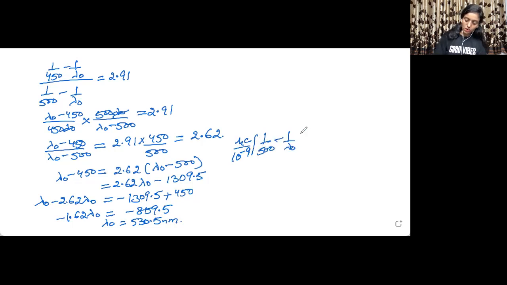1 upon lambda naught equal to half mv square, with v as 2.55 into 10 raised to the power minus 7 meter per second. You can use this equation or any of the other two equations to try to find out the Planck's constant. I was not able to get the right result. So perhaps what I feel is there is a discrepancy in the value for velocity.